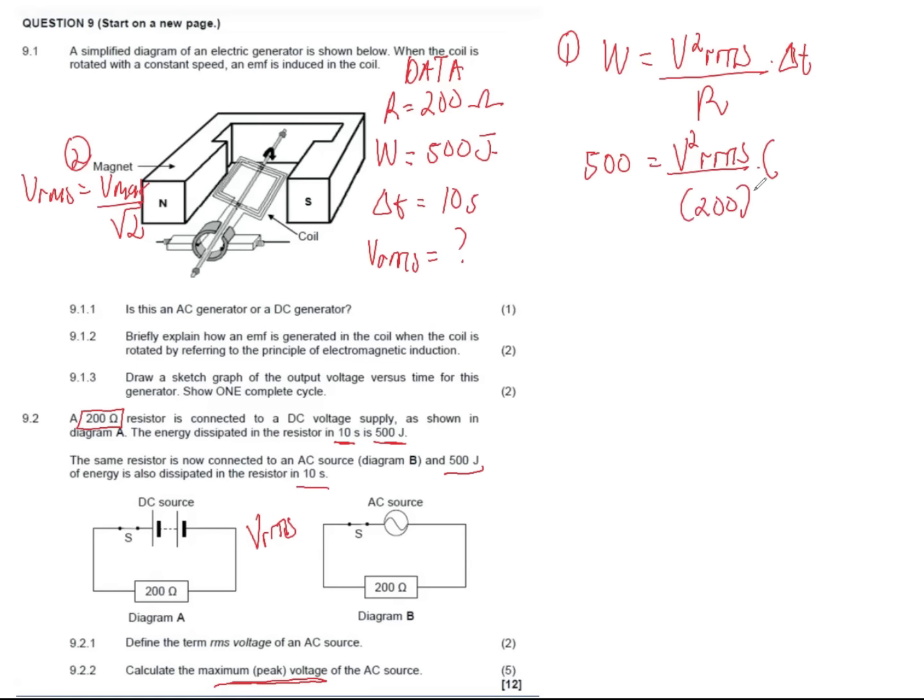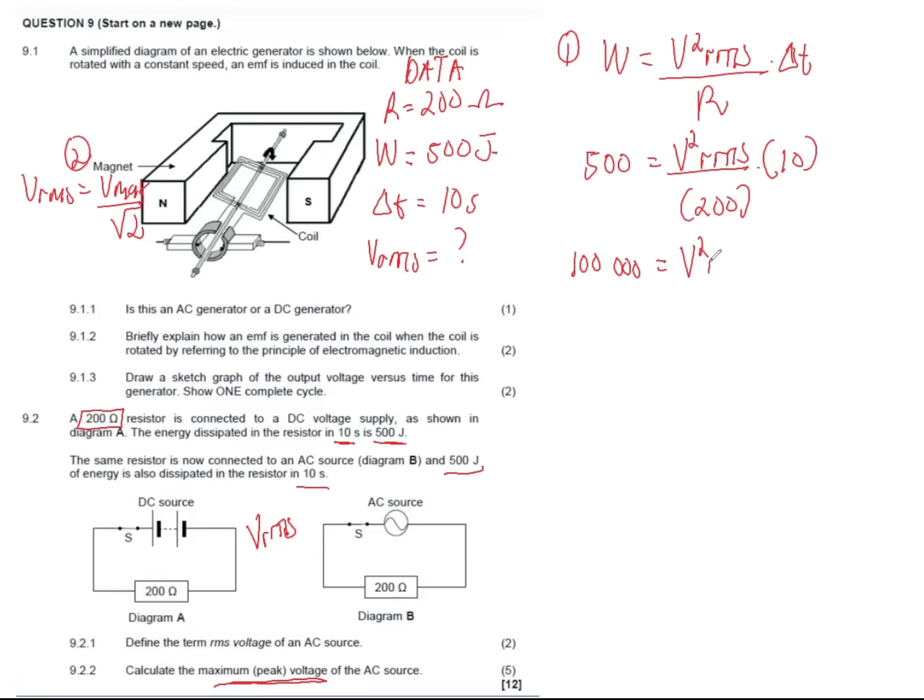It's just a matter of collecting the data and seeing which formula will accommodate all of that. Then delta T is 10 here. So what do we do now? We can first cross multiply if you prefer to do that. So let's do it. So we have 500 multiplied by 200, that's 100,000.